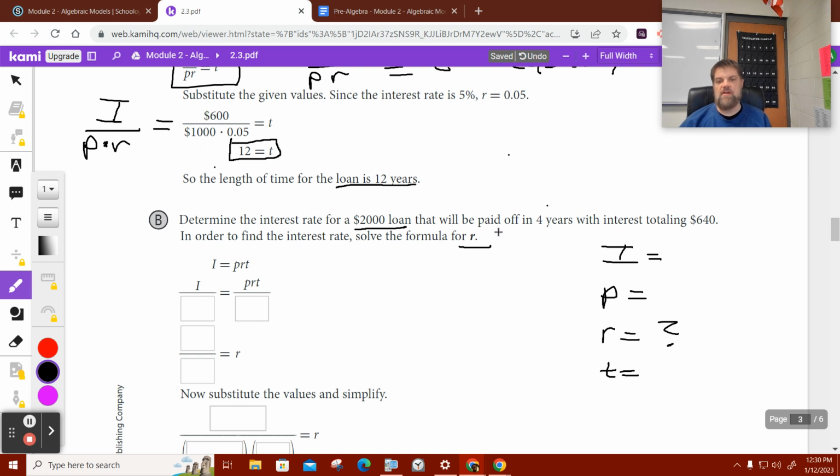Let's keep going. That will be paid off in 4 years. What does 4 represent? Time. So the 4 goes here. With an interest totaling 640, what does 640 represent? If it's the interest.